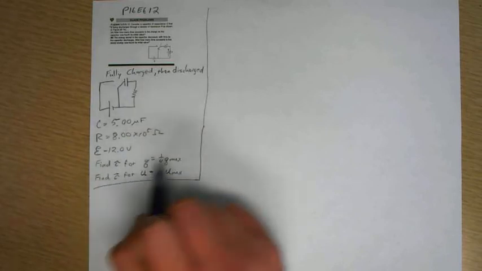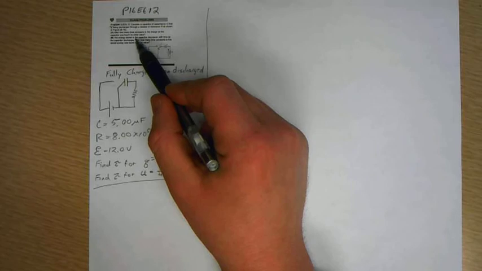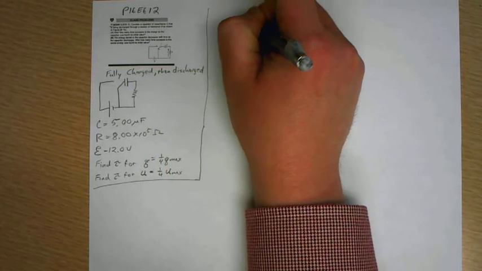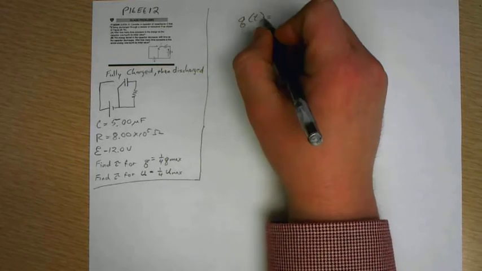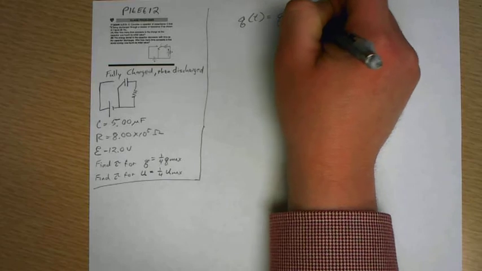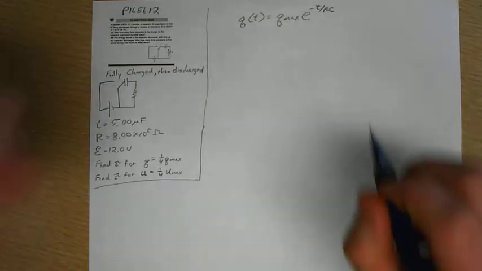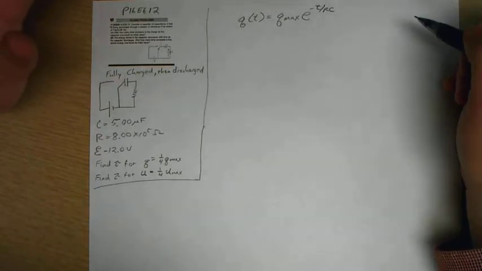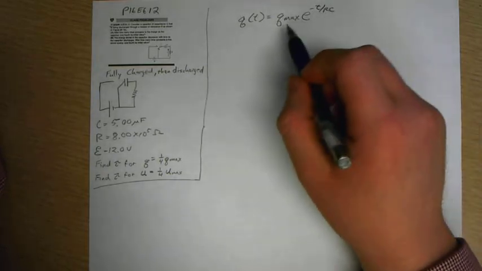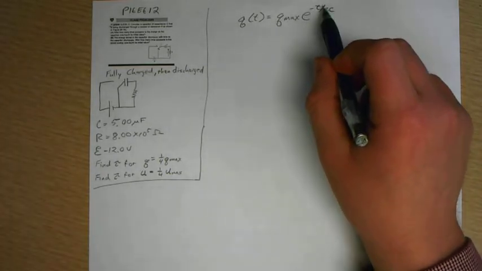So the question asks us, after how many time constants is the charge on the capacitor 1/4 the initial value? So if we go to our equation for charge as a function of time, that's our equation. Now I always get mixed up, is this charging or discharging? So at time 0, Q should equal Q max. So at time 0, this is e to the 0, this is 1.